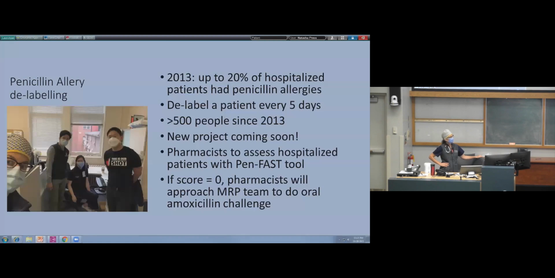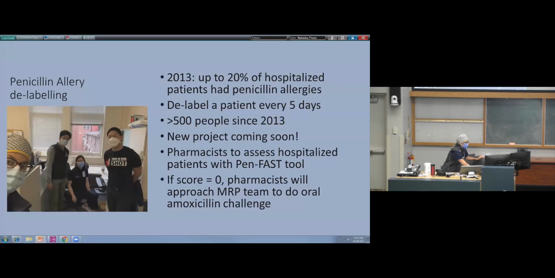There's a new project coming soon where pharmacists are going to assess hospitalized patients who have the label of a penicillin allergy using the PenFast tool that I just showed you. If the score is zero, which means they haven't had a reaction in the last 5 years, they haven't had angioedema, they haven't had a bad skin reaction, and they haven't required treatment for a reaction, then the pharmacist is going to approach the team to discuss doing an oral amoxicillin challenge. In that way, even more patients are hopefully going to be delabeled.